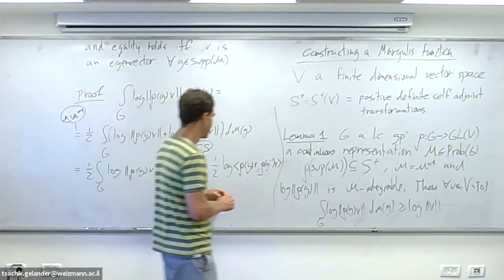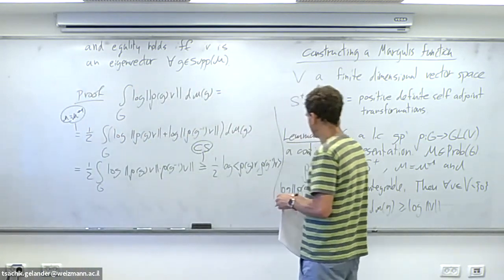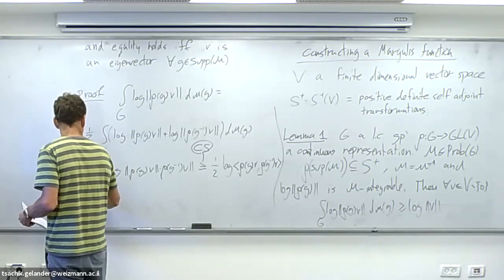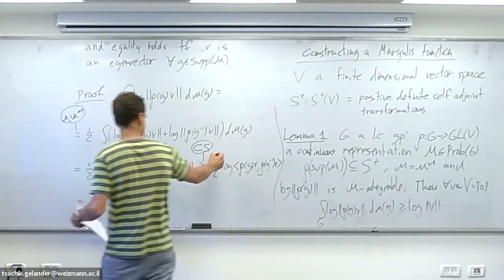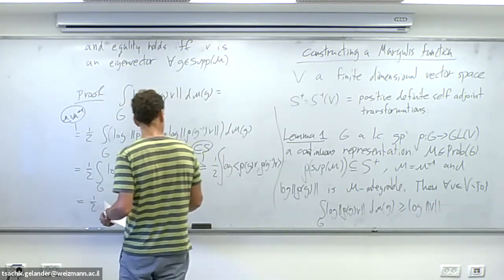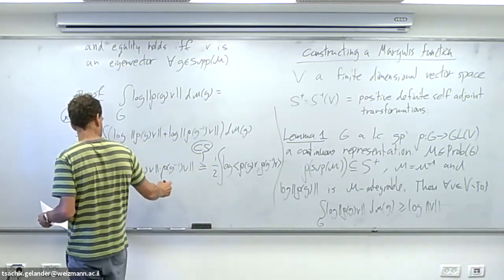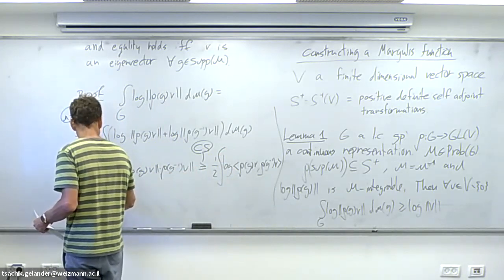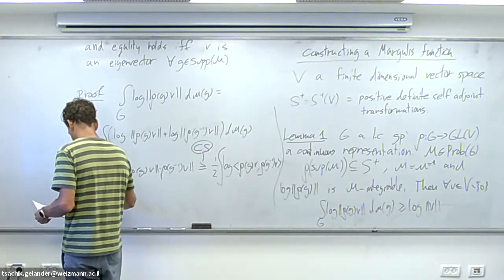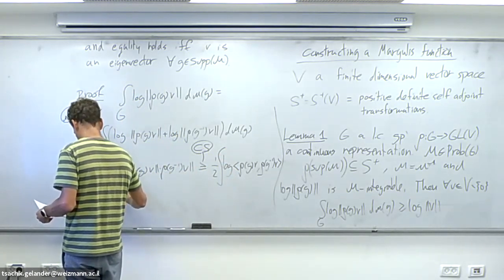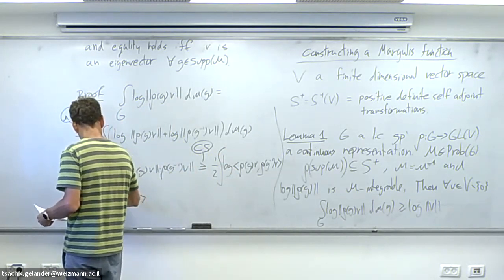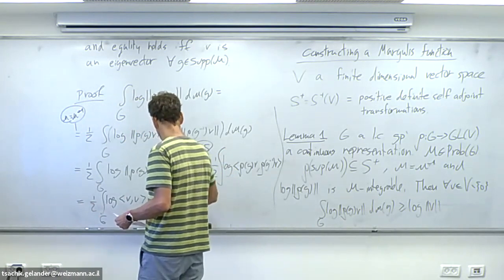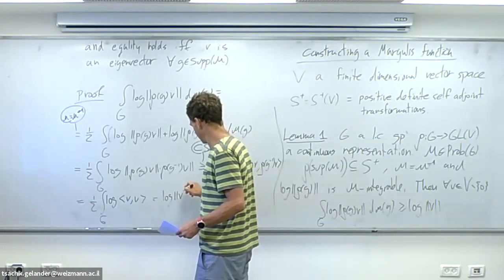So yeah, and now these matrices are self-adjoint, so let me just write it. So this is half the integral, and this is the same as half of log of the norm of v squared, which is zero. Okay, that's good. That's the proof.